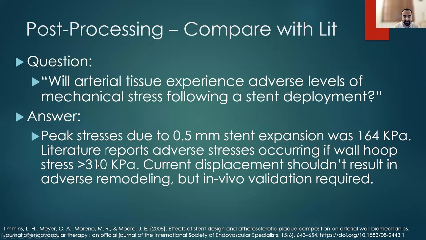So then now all that's left is you can compare the literature. Well, remember the original question was, will the arterial tissue experience adverse levels of mechanical stress according to the stent deployment? Well, if you do a 0.5 millimeter stent expansion using our particular stent geometry, we got 164 kilopascals for our peak. And literature reports that adverse stresses for wall loop stress only occur at values exceeding 310 kilopascals. Meaning we shouldn't expect any adverse cell remodeling from the surface endothelial layer, but we would require some in vivo validation to corroborate our results.